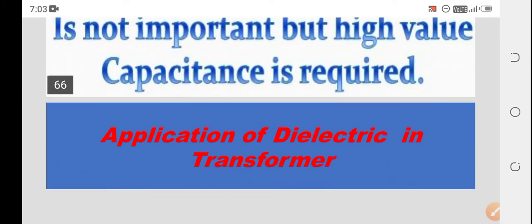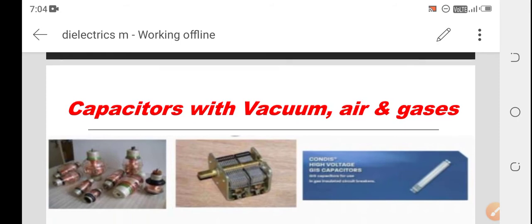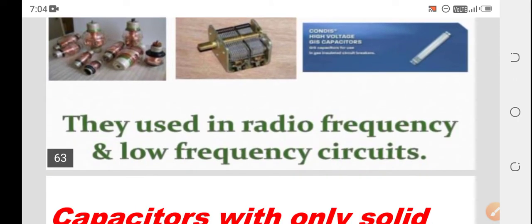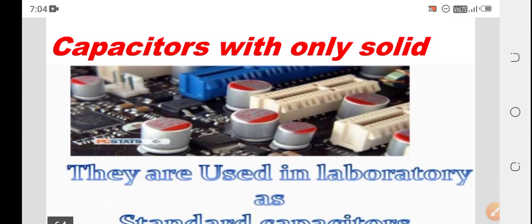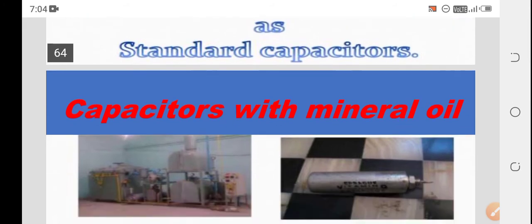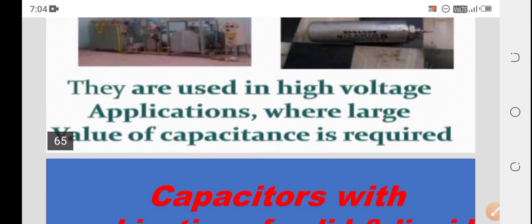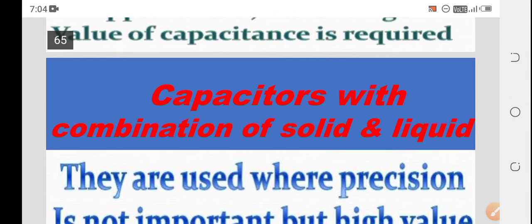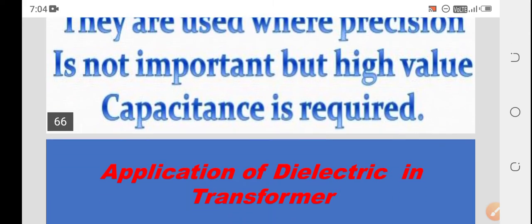Applications of dielectric. So what are the four groups? The first one is capacitor with vacuum, air and gases, applicable in radio frequency and low frequency sectors. Capacitor with only solid is used in laboratory as standard capacitor. Capacitor with mineral oil is used in high voltage application. Capacitor with the combination of solid and liquid is used where high capacitance is required.